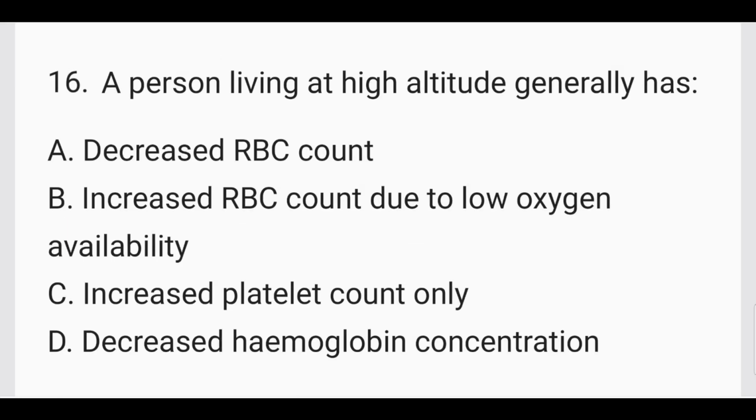Question 16: a person living at high altitude generally has A, decreased RBC count, B, increased RBC count due to low oxygen availability, C, increased platelet count only, and D, decreased hemoglobin concentration. So here the answer will be B, increased RBC count due to low oxygen availability. Low oxygen at high altitude stimulates erythropoietin release, which increases RBC production, and as a result, oxygen efficiency increases.